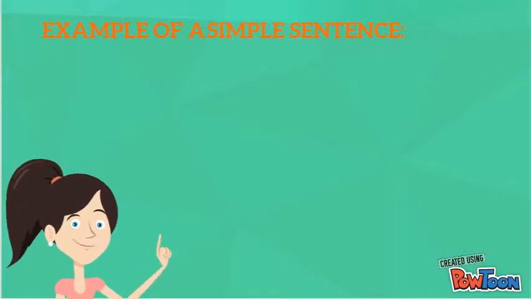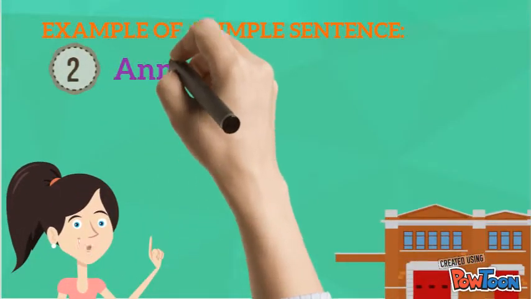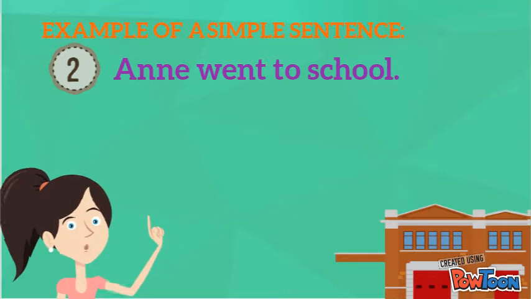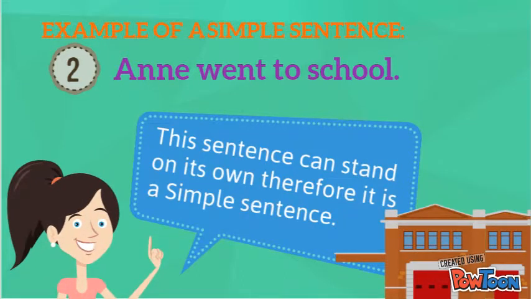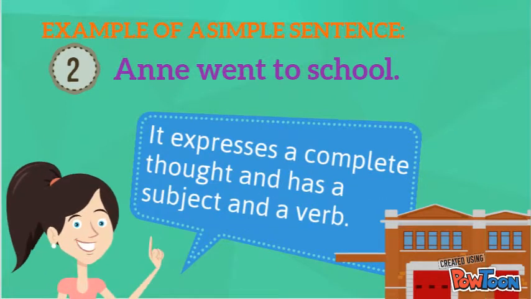Example number 2. Anne went to school. This sentence can stand on its own, therefore it is a simple sentence. It expresses a complete thought and has a subject and a verb.